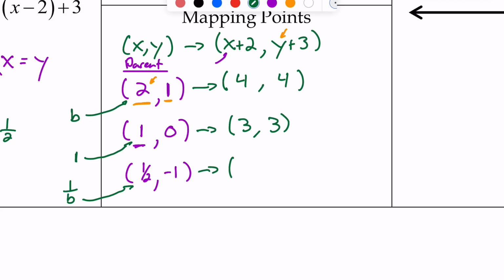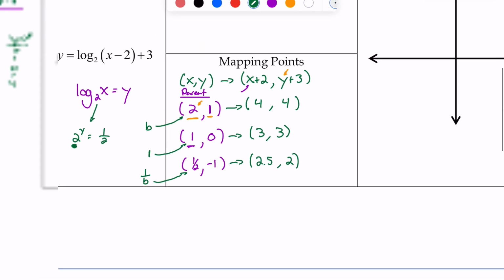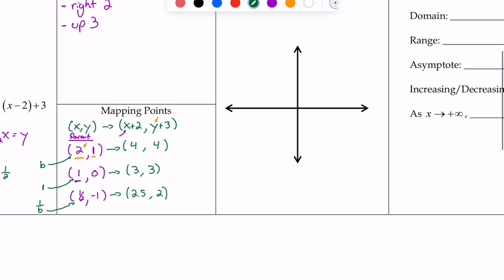When you substitute half into the problem, you're going to get 2.5. Work in decimals, just because you're going to be plotting that point, so decimals make sense. And then when you substitute -1 in for the y, you're going to get 2. So let's graph those points, okay?